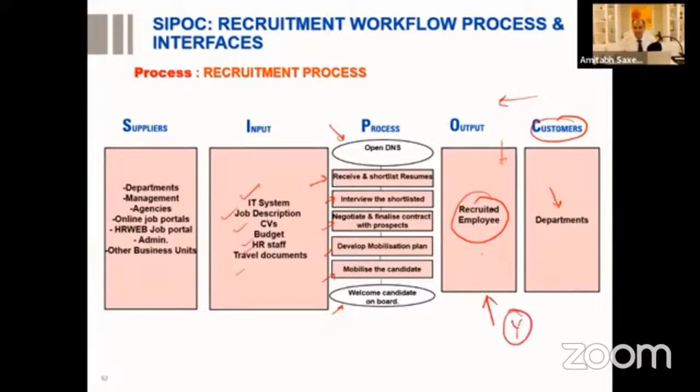What is the measure on my output? Recruited employee here? Recruitment cycle time. Another measure could be quality of the recruit, whether suitable or not suitable.